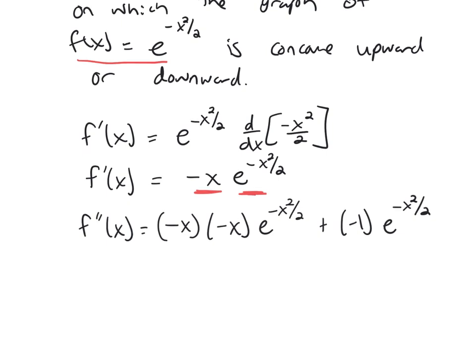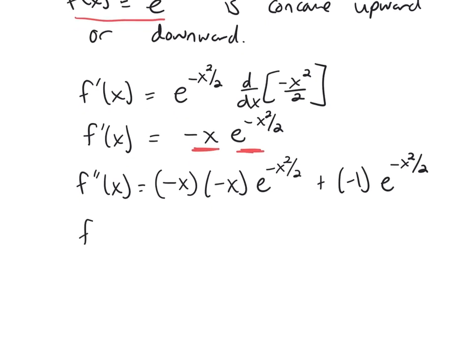So if you notice, both of your terms have an e to the negative x squared over 2 in them. So I'm going to factor it out. You'll be left with an x squared minus 1. And this function is always defined, so I just want to know when it is equal to 0.